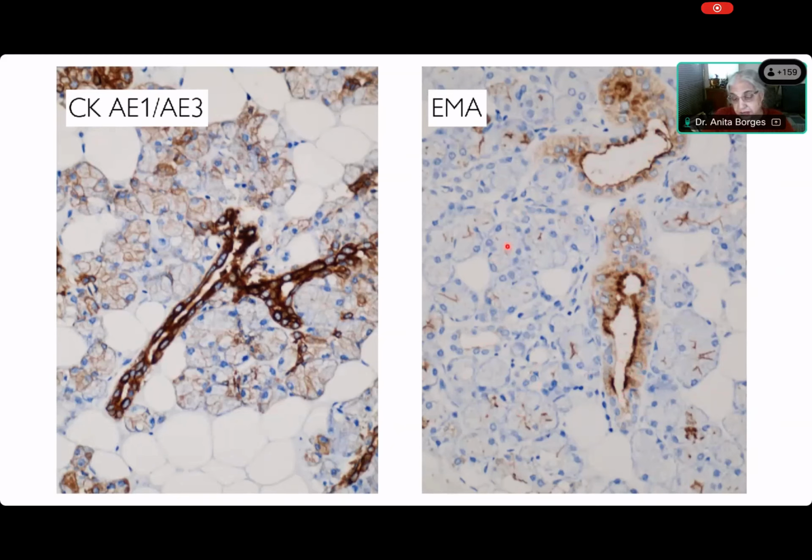In fact, they don't have any EMA at all. So that's what you have to notice, and this is important because if you don't know what happens under normal circumstances, it's very hard to explain what is going on under conditions of neoplasia.